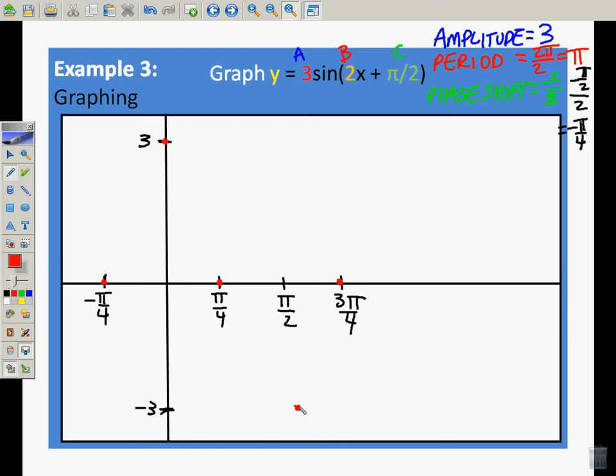So then all we have to do is connect the dots. And we have graphed with an amplitude of 3 and a period of pi and a phase shift of negative pi over 4.